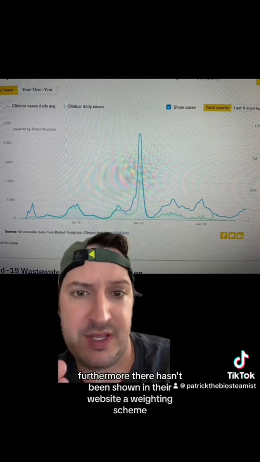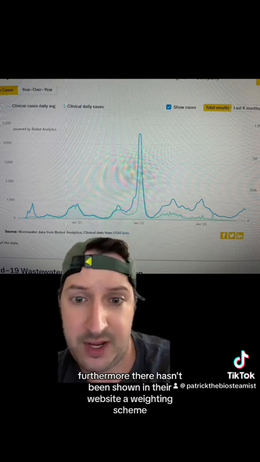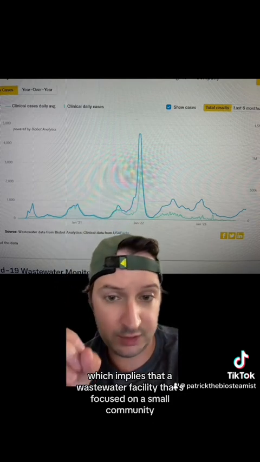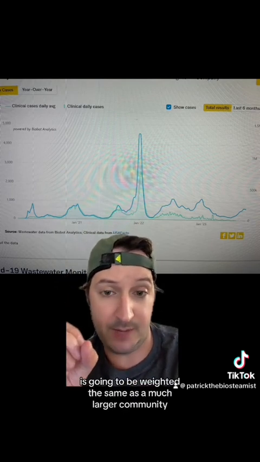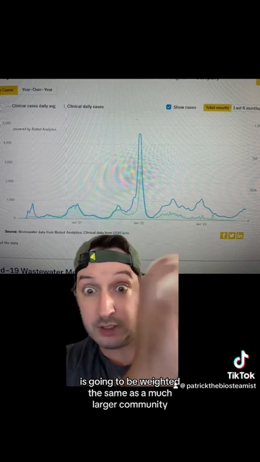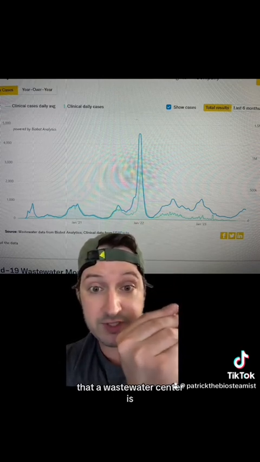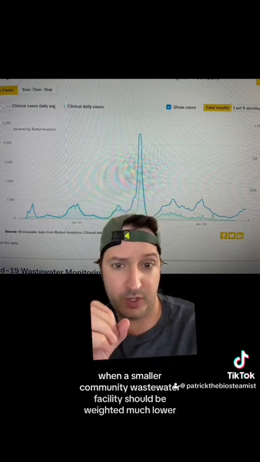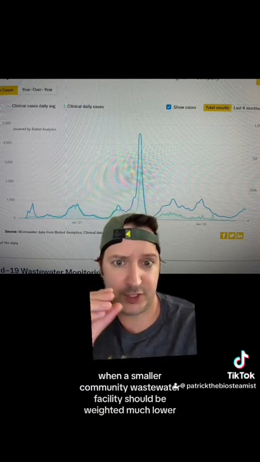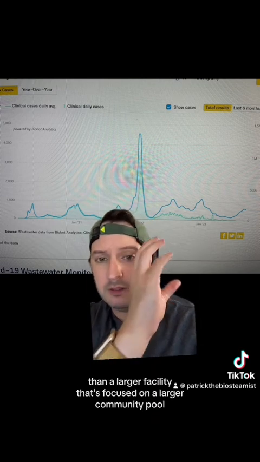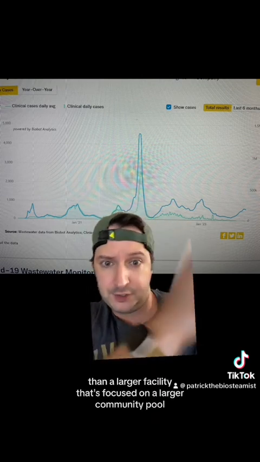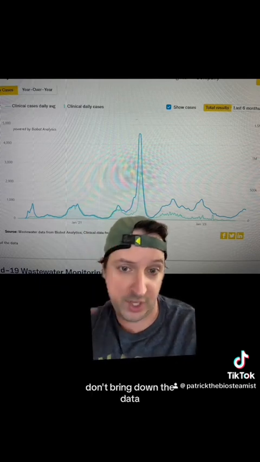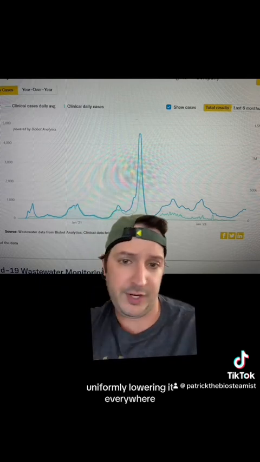Furthermore, there hasn't been shown in their website a weighting scheme, which implies that a wastewater facility that's focused on a small community is going to be weighted the same as a much larger community that a wastewater center is treating or focusing on, when a smaller community wastewater facility should be weighted much lower than a larger facility that's focused on a larger community pool. That way, wastewater facilities that focus on small communities don't bring down the data, uniformly lowering it everywhere.